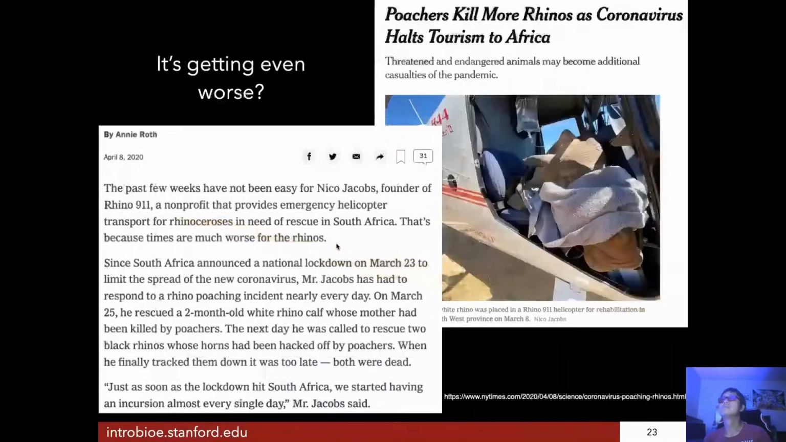And wait, it's getting worse. For example, if you have a coronavirus pandemic that shuts down tourism, then maybe people who don't have other ways of earning a livelihood have to kill the things that the tourists would come for, but there are no tourists coming because they're on lockdown. So let's just kill the endangered animals to get their rhino horns.